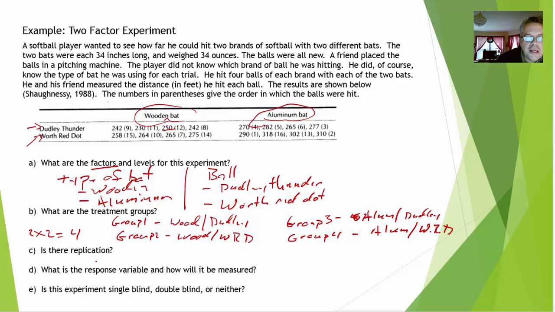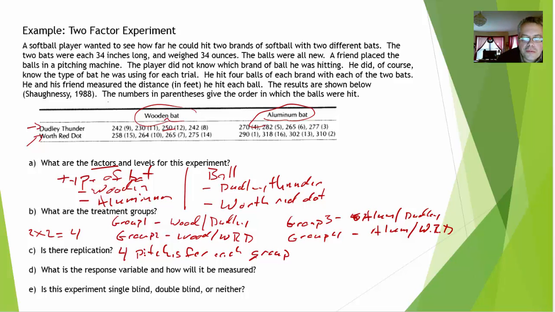Is there replication? Well, there are 4 pitches for each group. I gotta be honest, if I were this guy, and if this is a serious thing he has to consider, which bat and which softball to use, I'd probably do more than 4 pitches. So we're at 4 per group, but I don't know. I would go for a little bit more if I really want a good opinion. Maybe what's wrong with taking a dozen pitches per type of bat and softball?